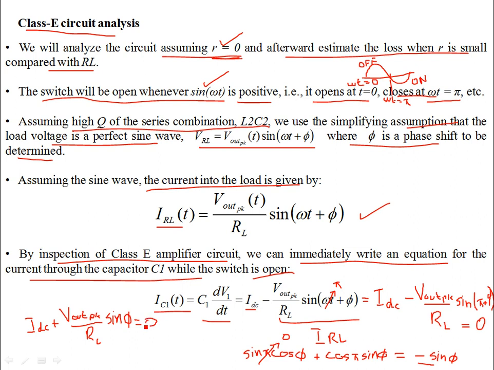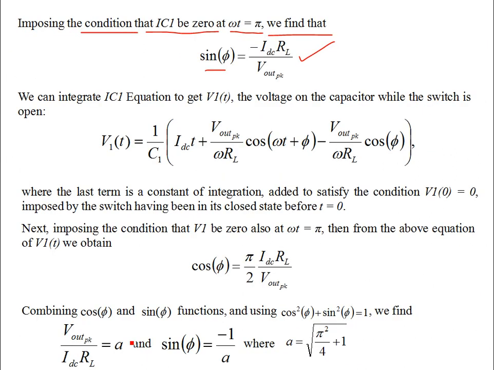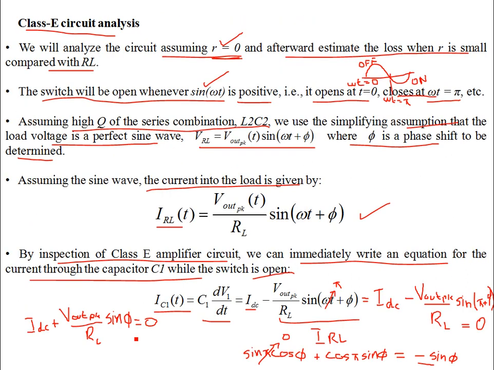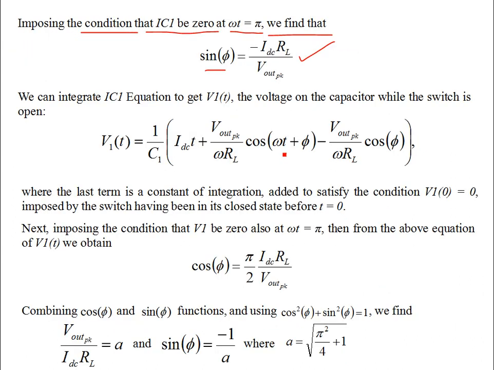So if you want to evaluate phi, you want to make sine phi the subject of this formulation, you can see that you can write this down as minus IDC RL over V out peak. That can be seen from this expression. So that's minus IDC RL over V out peak. Okay, that's what you get.